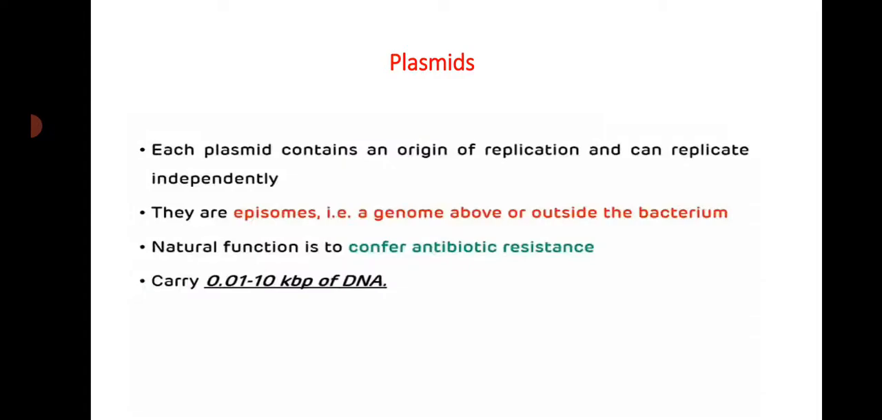Each plasmid contains an origin of replication and can replicate independently, and they are also called episomes, that is, a genome outside the bacterial genome. The natural function of these plasmids is to confer antibiotic resistance to the cell in which they are present, and they can carry around 0.01 to 10 kilobase pairs of DNA. This is the carrying capacity of a plasmid vector, 0.01 to 10 kilobase pairs of foreign DNA.